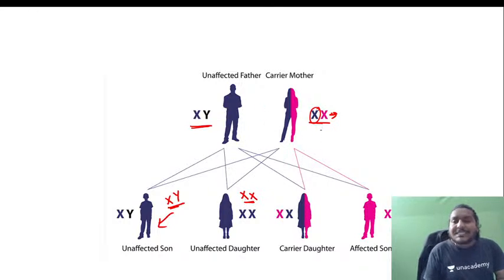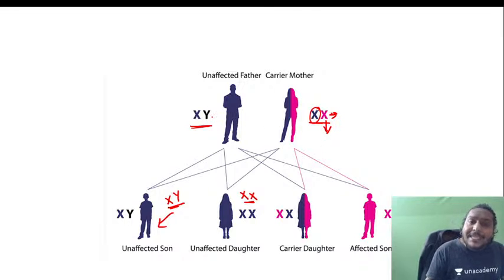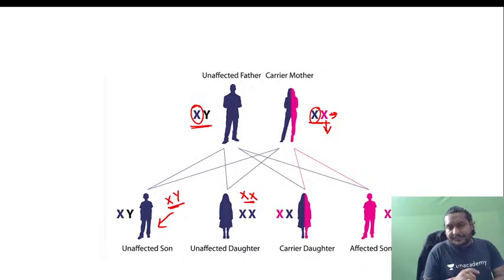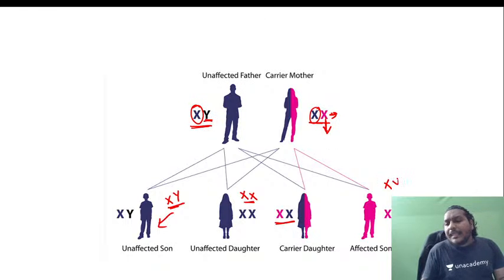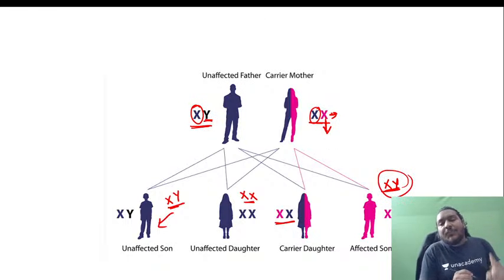But here the second part, when you come across the X which is affected and the X which is not affected, in this case the daughter would become a carrier only. She is not affected here. But when it comes to the son, he is getting an affected X and an unaffected Y. In this case, the son would become an affected son.